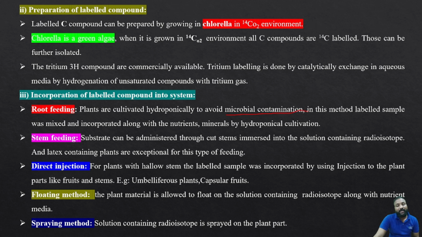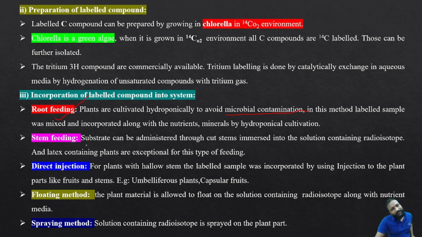If it is attached to the soil, to the land, it may be contaminated. So for that reason, one method is root feeding. Simply, we directly supply by means of the root, just as we place the water and all these things. Next is stem feeding.